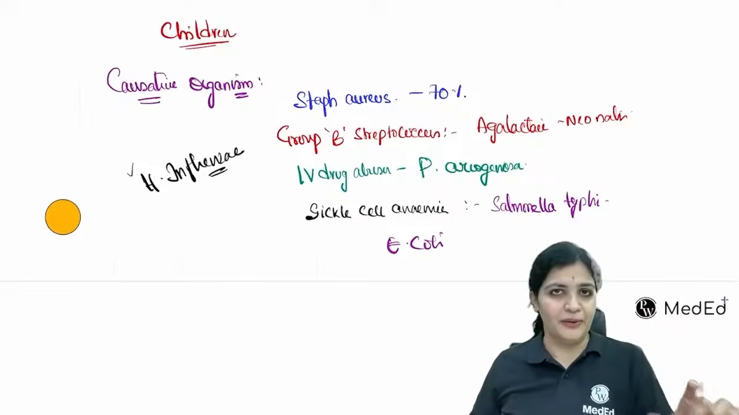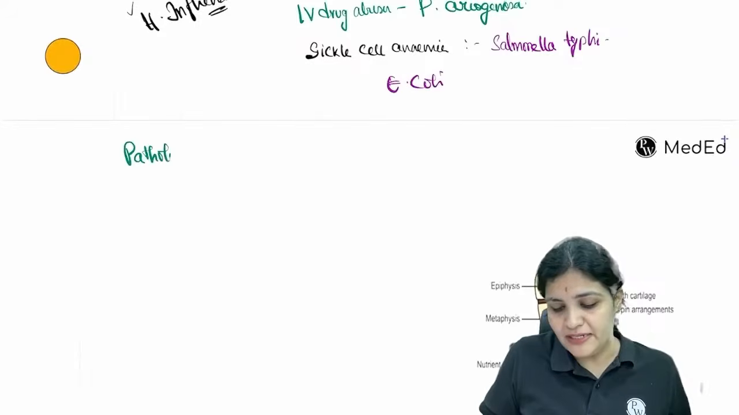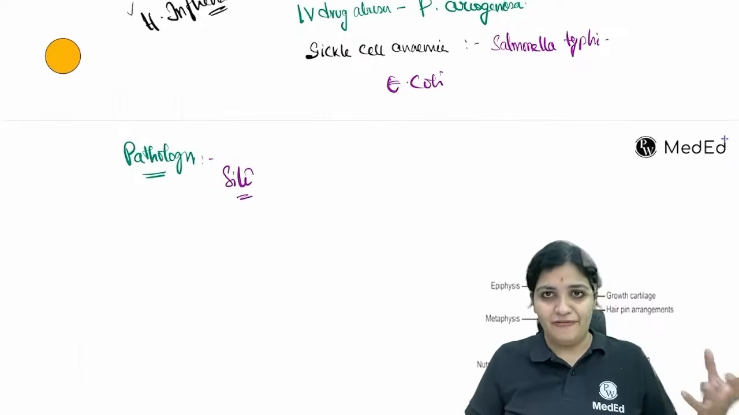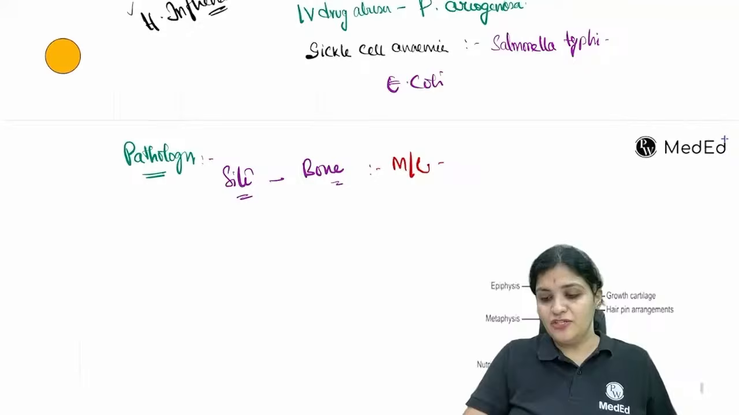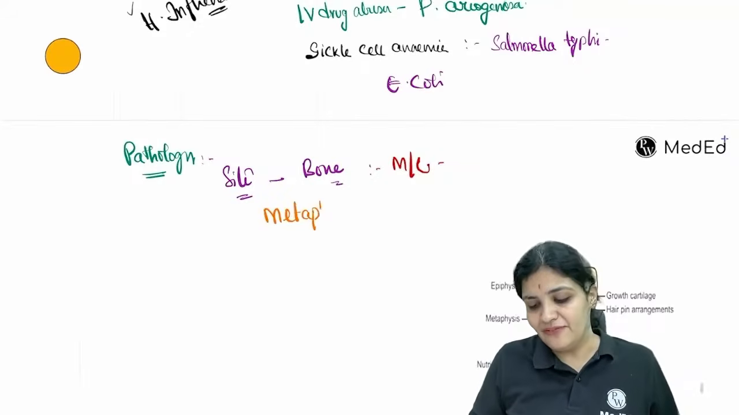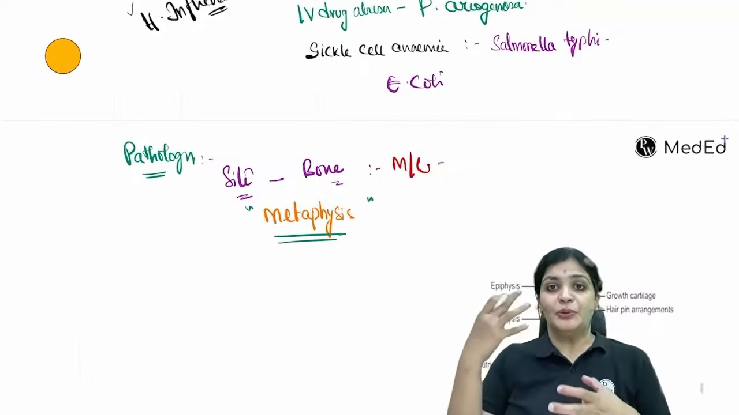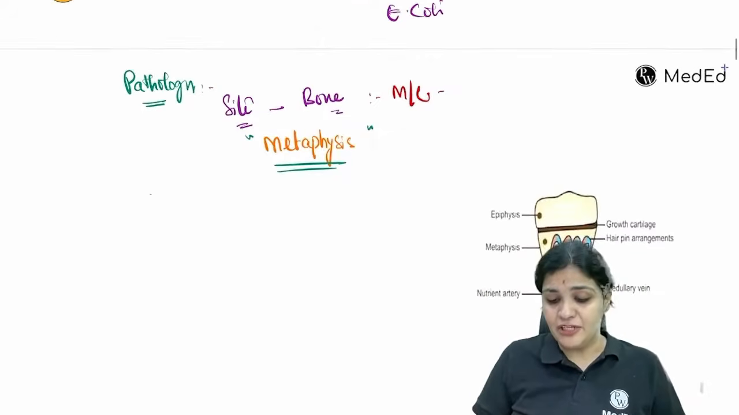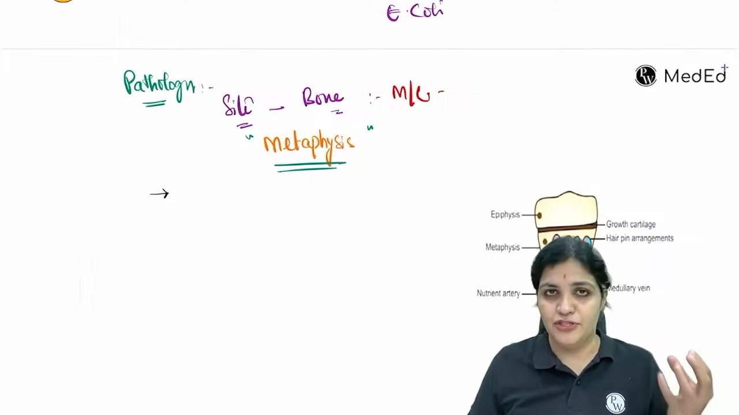So first you write the definition, then you write the causative organisms, then you write the pathology. In the pathology, what you have to understand is the most common site where this infection is present. We all know this is an infection of bone and marrow. So in the bone, where is the most common site, the most favorite site for the organism? That is the metaphysis. The metaphysis of the bone is the most favorite site for the organisms to thrive, to multiply, to propagate. This multiplication of the organism occurs in a particular area which is called the metaphysis.